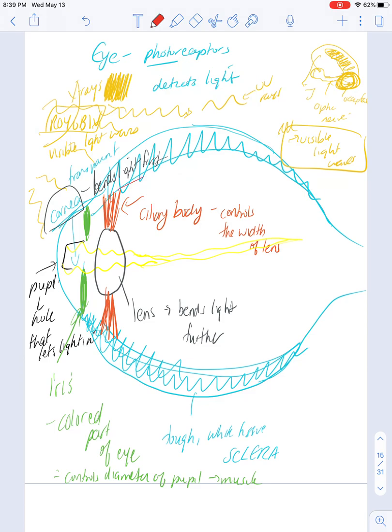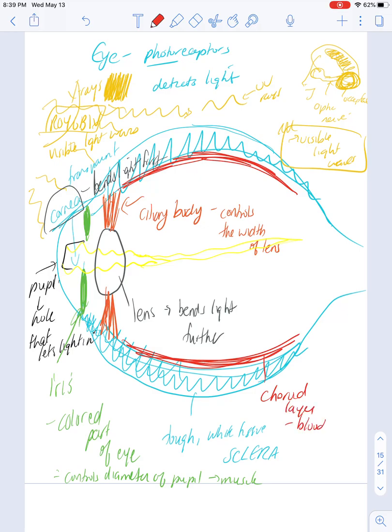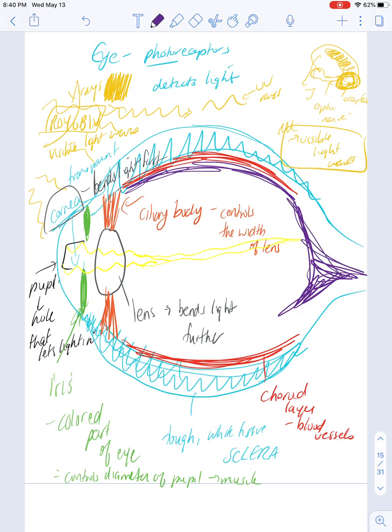But before we talk about that specific part, you got to know there's another layer, the middle layer of the eye. Right here, I put it in red. This is the choroid layer. And this choroid layer contains blood vessels, which is why it is red. And then there's this innermost region of the eye like this. This innermost region of the eye that I'm drawing right here in purple, that's called the retina.